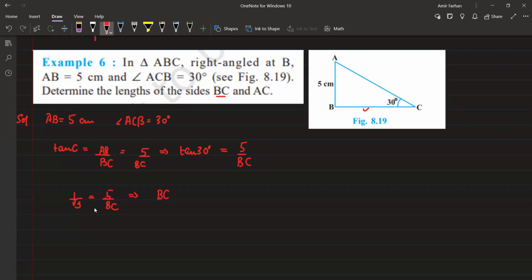So BC, cross multiply them, BC will go there and 5 root 3 will be the value. So this is the value of BC and AC is required. Now you can apply the Pythagoras theorem, but it is not appropriate because it's a question of trigonometry. So you should use the trigonometric concepts to solve these questions. Clear? Yes, sir.